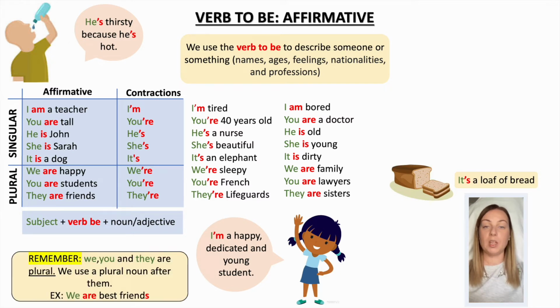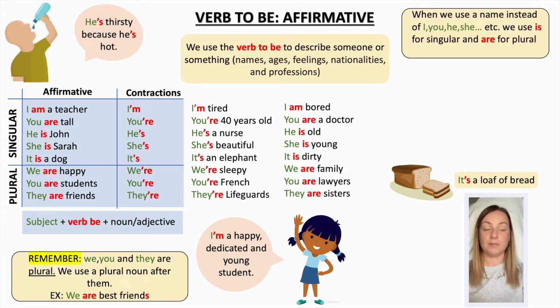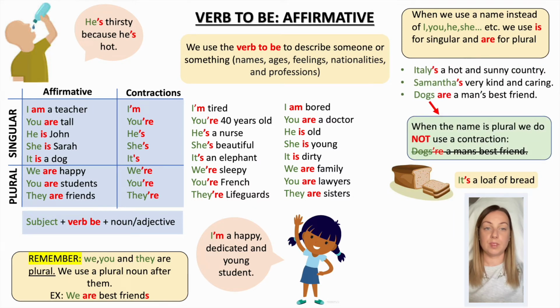Remember, we, you and they are plural. We use a plural noun after them. Example, we are best friends. When we use a name instead of I, you, he, she, etc., we use is for singular and are for plural. Here are some examples.